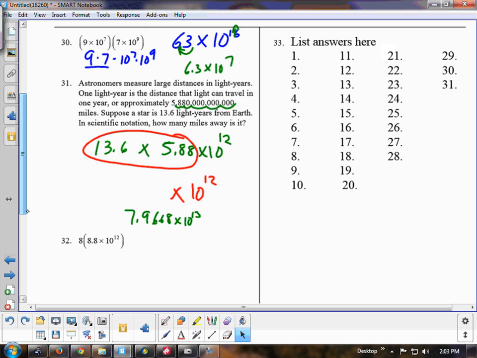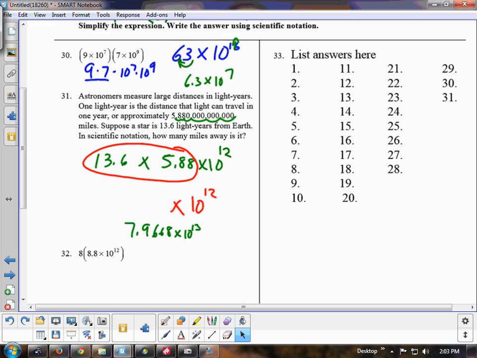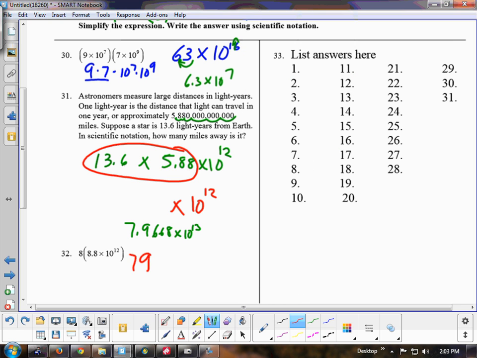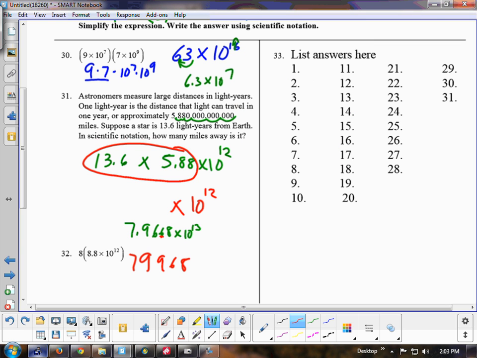The other way would be to just multiply the first two numbers. 13.6 times 5.88. That gives me 79,968. I think that's right. I might have missed a 6 there. Okay, I think I have an extra 6 in this answer. Times 10 to the 12th. Okay, and then to put this in scientific notation, I have to move this over 1, and that's why this turns into a 13 here.